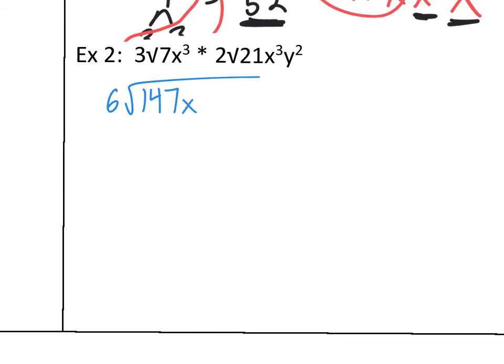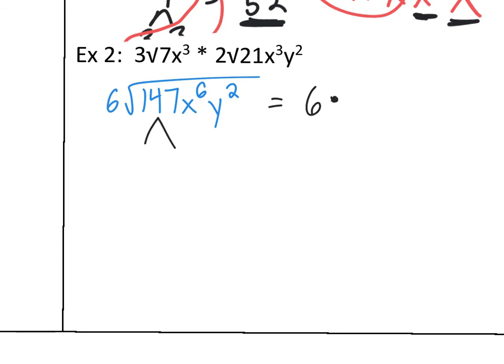X cubed times x cubed, x to the 6. Yep, 3 plus 3 is 6. Y squared. Just got y squared there. Cool. Is this simplified? Absolutely not. We'll break it down. Got a 6 out front.